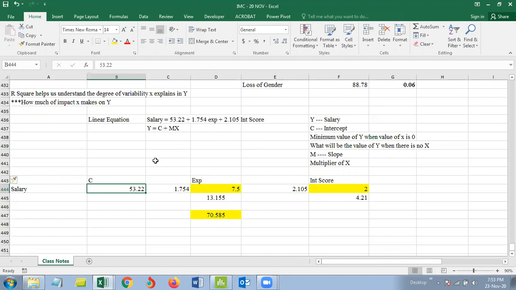So this 53.22 remains constant, 1.75 remains constant. The only value which is changing is the experience, and the interview score, because every candidate will come with a different interview score and a different experience. So it helps me come up with a mathematical model so I can predict my Y. So it's not gut feeling based. It's coming from the data itself.